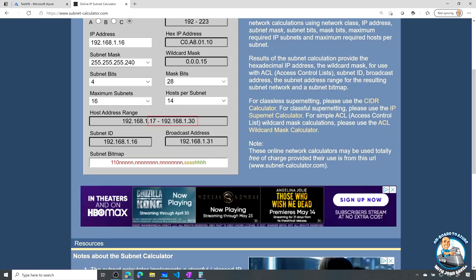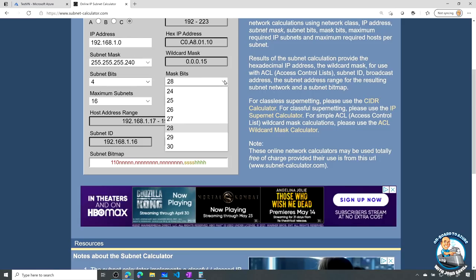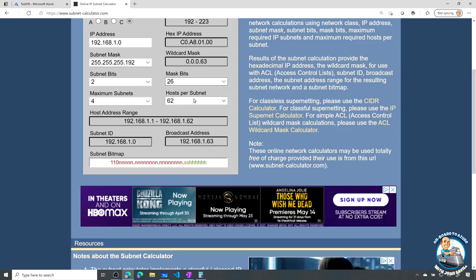Let's pick a different size. Within here, let's put this back to 0 and change it to 26 bits. With 26 bits, we're stealing 2 bits from what would normally be the host address. So we can have 62 per subnet, but in Azure it would be 59, since we lose 3 more. The usable address space is 1 to 62, but in Azure it would be .4 to 62. Again, the all zeros is .0, and the all ones would be 63.